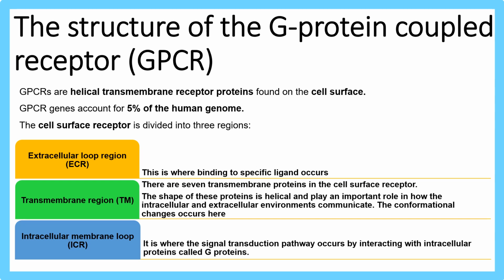Now the intracellular membrane loop, this is where interaction with the intracellular proteins called G proteins takes place. So this is the part where the signal is transduced inside the cell, and then it begins its journey with the phosphorylation and the cascade.